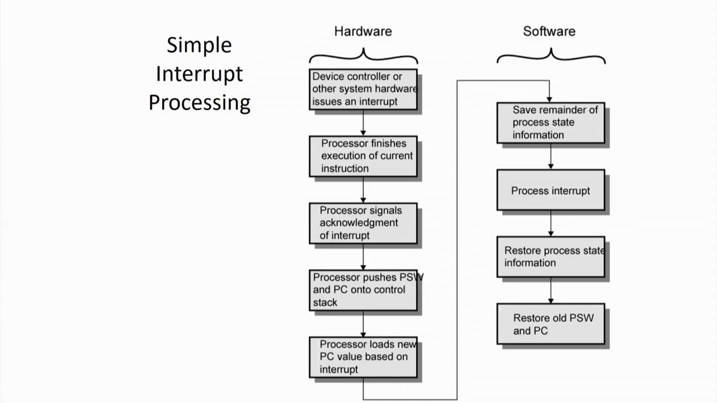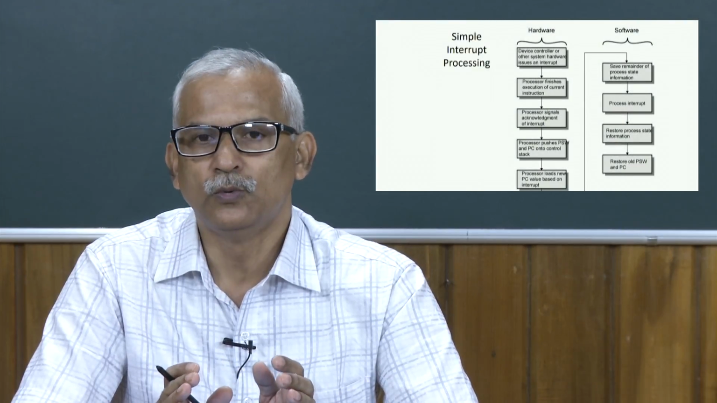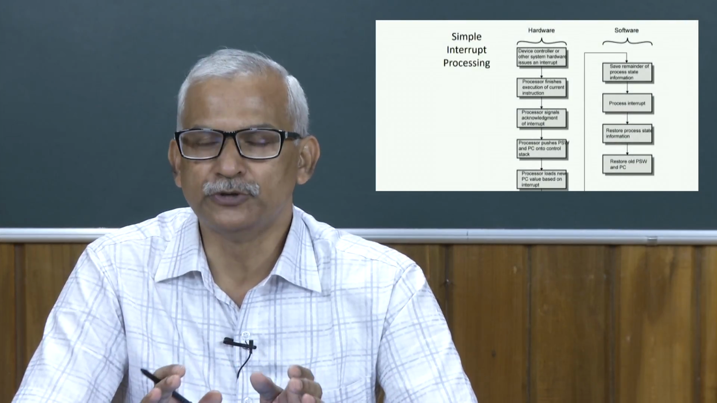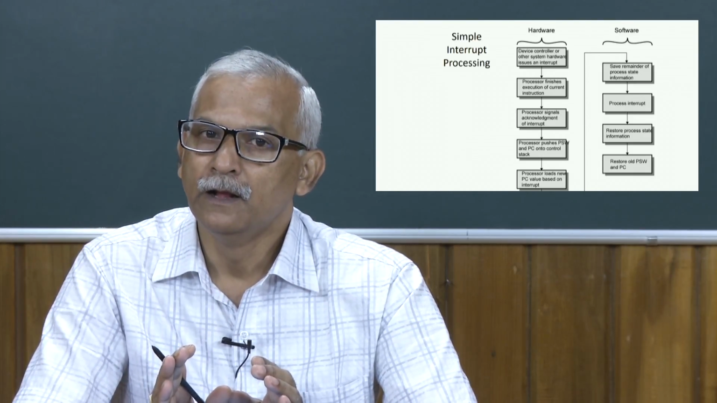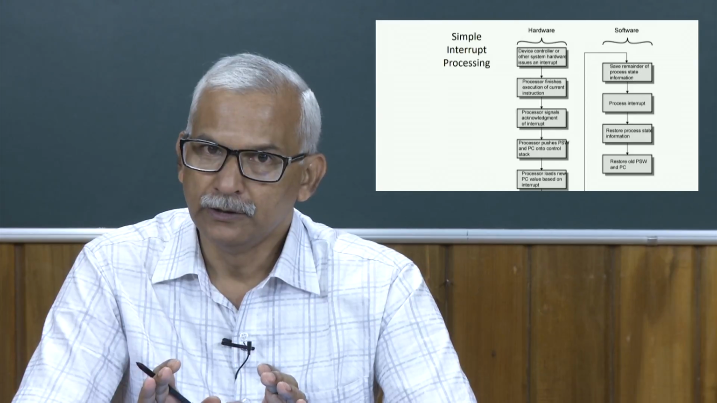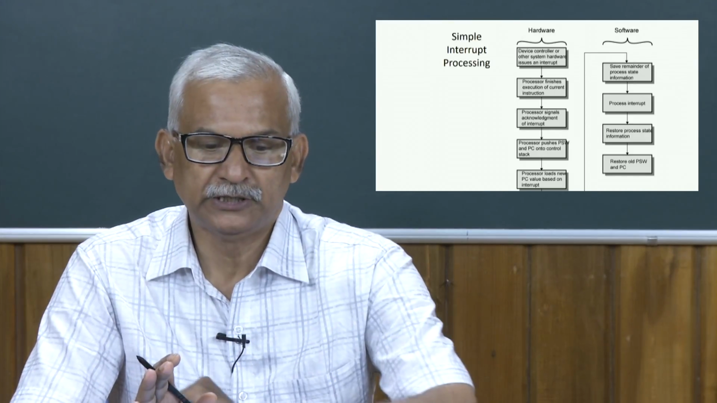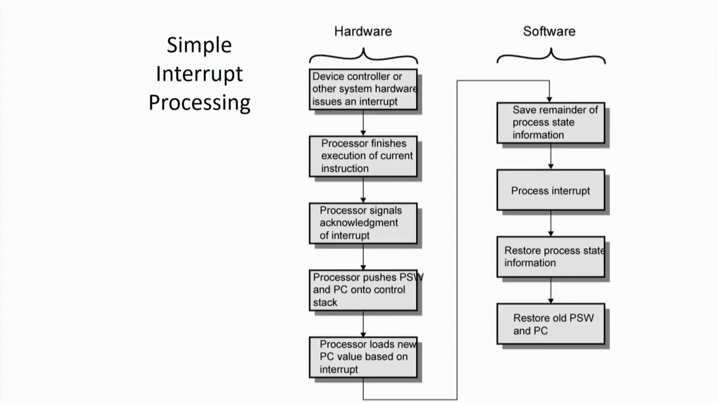Now, I have already mentioned how we are going to give service to the interrupt. This is very much similar to a function call and return. So, what are the steps we are having? The device controller or other system hardware issues an interrupt. So, the processor is getting an interrupt. Now, the processor finishes the execution of the current instruction.